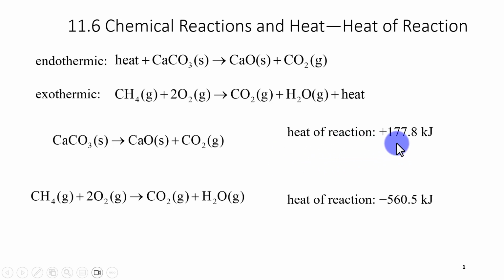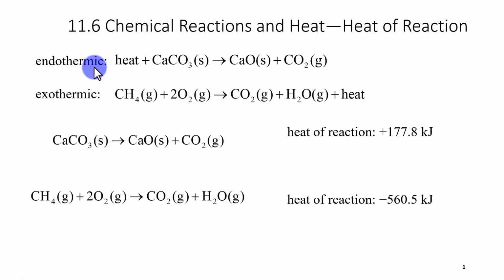If the heat of a reaction is positive, in this case plus 177.8 kilojoules, that plus tells us that it's an endothermic reaction. It needs this much energy for it to start happening. An exothermic reaction has a heat of reaction that is negative, so minus 560.5 kilojoules. So if we see a minus sign, that tells you that you have an exothermic reaction. If you see a positive sign, it's an endothermic reaction.